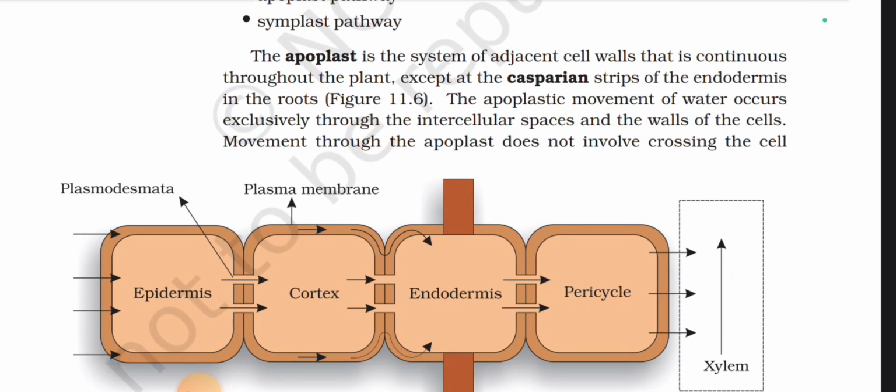The apoplast is the system of adjacent cell walls that is continuous throughout the plant except at the Casparian strips of the endodermis. मतलब कैस्पेरियन स्ट्रैप्स है वहाँ पे नहीं होता है, बाकी हर जगह होता है. ठीक है. वहाँ पे सिर्फ क्या होता है, सिम्प्लास्ट होता है, एपोप्लास्ट नहीं होता है. Casparian strips of the endodermis. In the roots, the apoplastic movement of water occurs exclusively through the intercellular spaces and the walls of the cells.